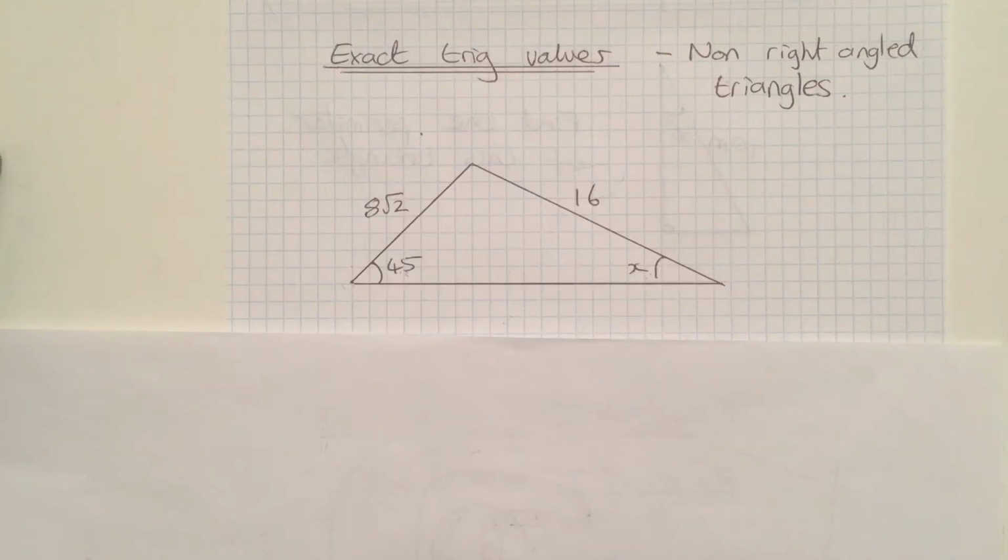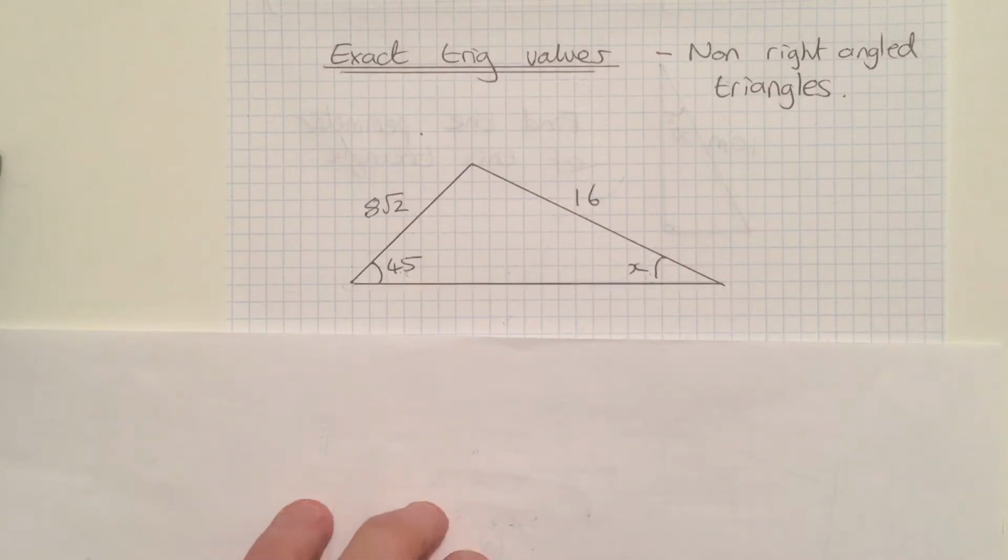In this question, we have to work out the size of angle x. So the first thing to notice is that this is a non-right angle triangle here, so we can't use SOHCAHTOA, so we have to use either the sine rule or the cosine rule. So have a think back to the work we did on trigonometry before. Which do you think this is going to be? Is it going to be the sine rule or the cosine rule?